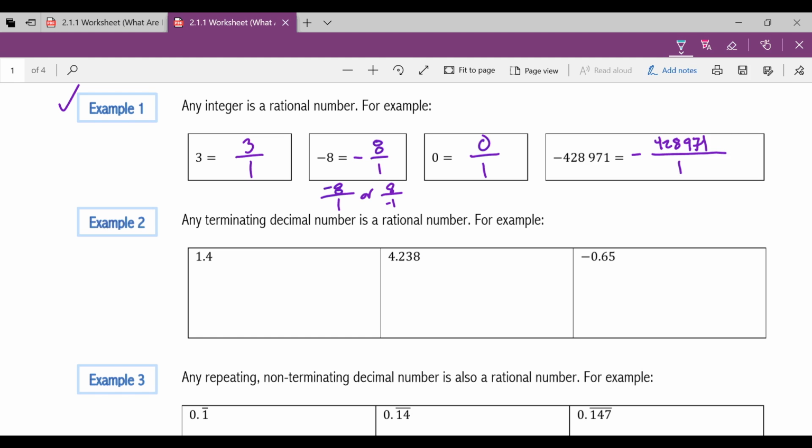Well, that's not the only form of a rational number. We can also take a terminating decimal. Any terminating decimal number we can also turn into a fraction. So let's take 1.4. Well, we'll do this in a couple of steps, okay? We'll start with making 1.4 a simple fraction over 1.